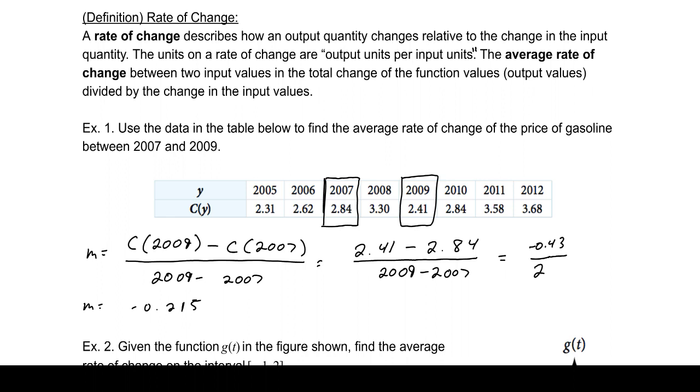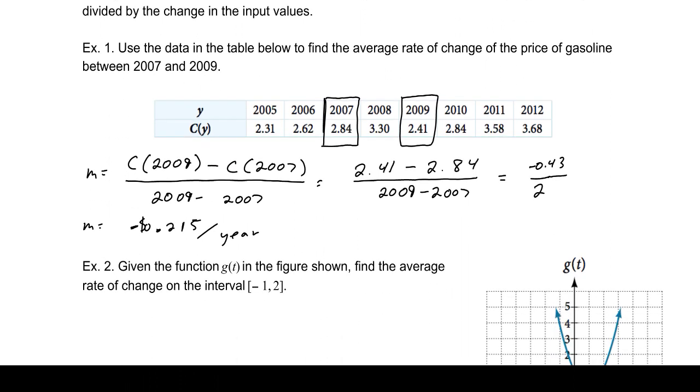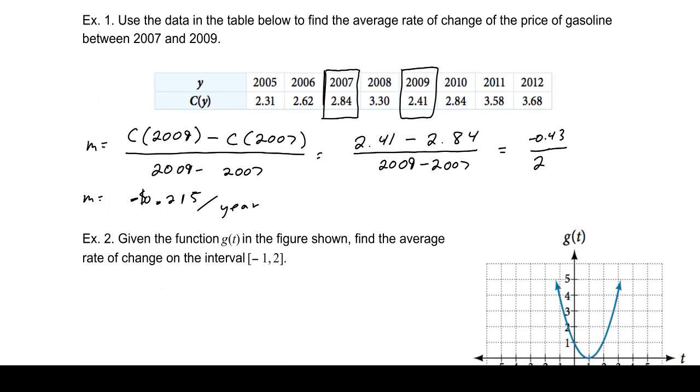Negative 0.215. Now, we want units here. The output units divided by the input units. So we have cost per year. These are all costs, and we have change in years. So this is negative $0.215 per year. So it looks like the cost of gasoline, according to this data, has gone down 22 cents a year between 2007 and 2009. Now that does not say anything about the rest of our table. That just says between those 2 years, that's how it has changed per year.